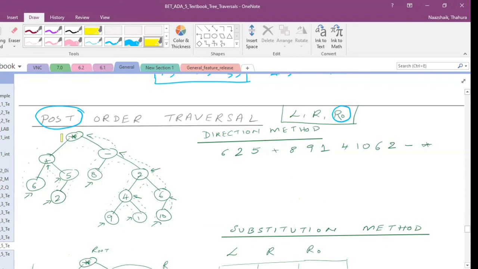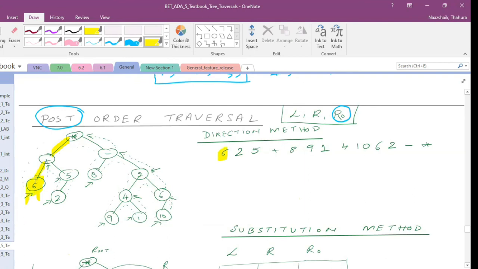What it says is, go to the left. Okay, it is a subtree. I'll go to the left again. Then it says, okay, you're done with this. Now here I don't have any left. Then it says, check if you have any right. I don't have any right. And finally, you print the root.